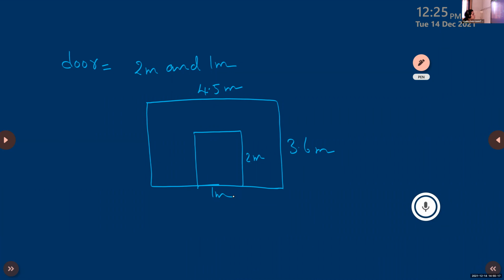Here how much space do we have to whitewash? Children, what do we have to find out here, area or perimeter? Area. Because we are whitewashing the surface, isn't it? Now, how much area? Are we whitewashing the door? No, ma'am. Only the wall, isn't it? So first what we have to find out, second what we have to find out, and what to do? Tell me, anybody can say?